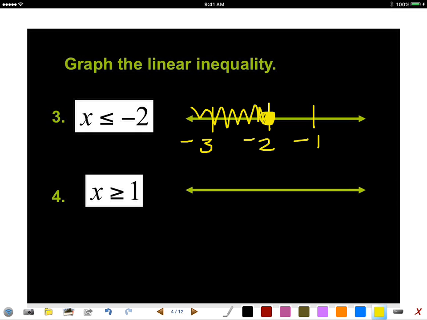Good. Okay, the next one, x is greater than or equal to 1. So we're going to put a 1 in the middle. To the left, we're going to put 0. To the right, we're going to put 2. X can be any number that's greater than or equal to 1. So it could be 1. So we're going to put a closed dot. We're going to shade to the right.